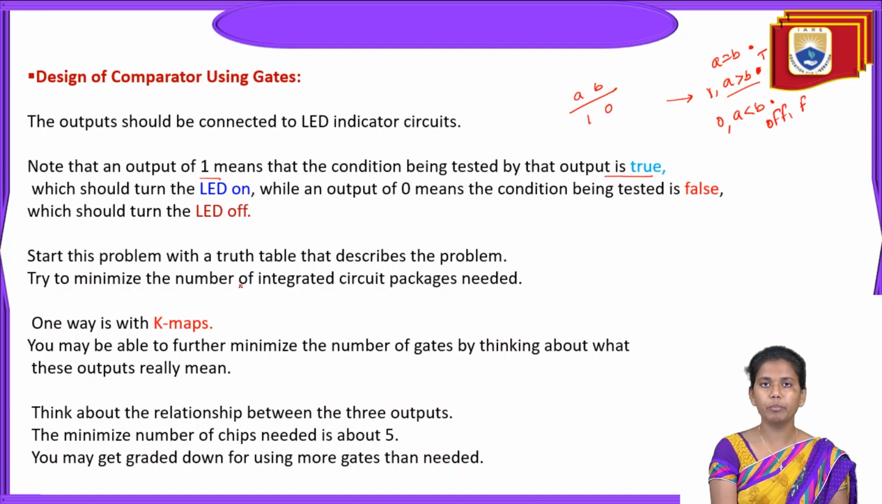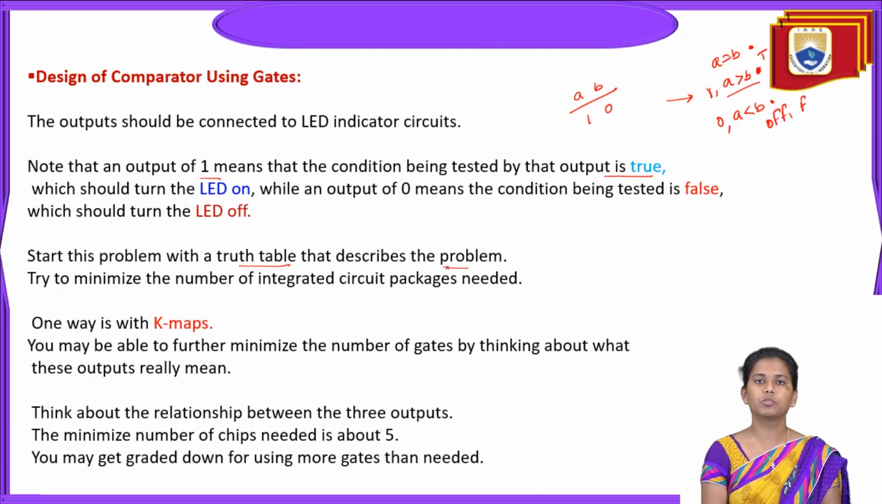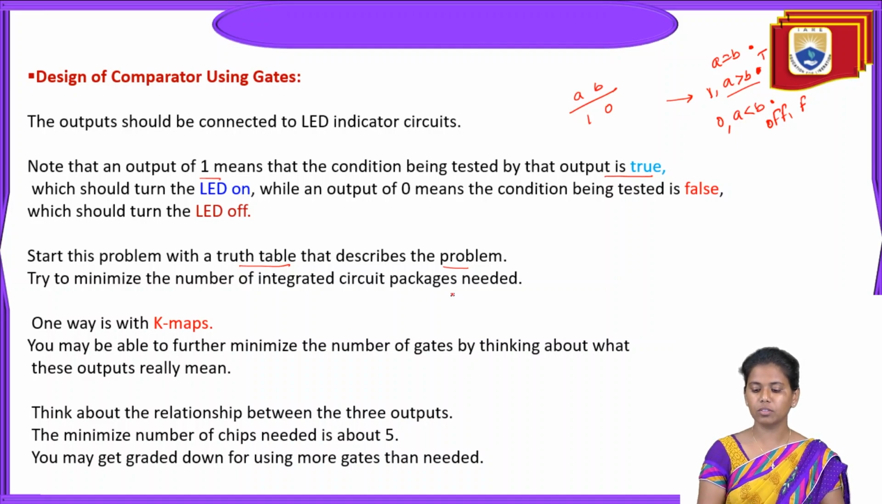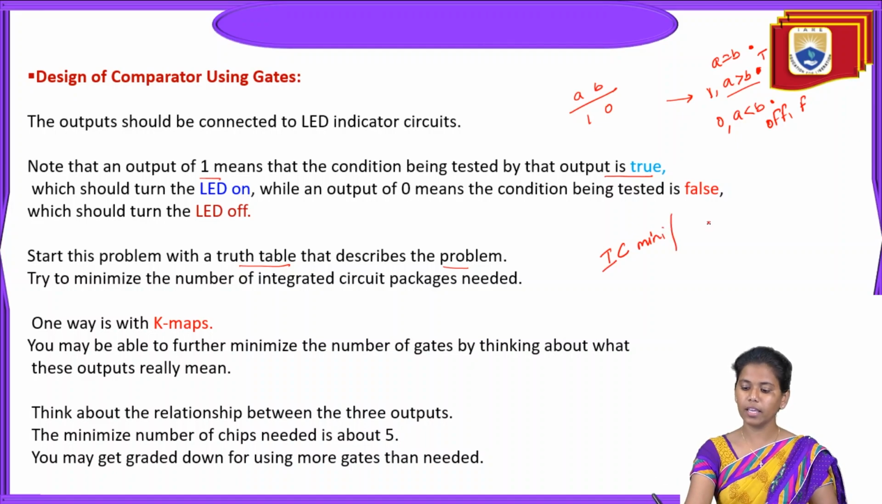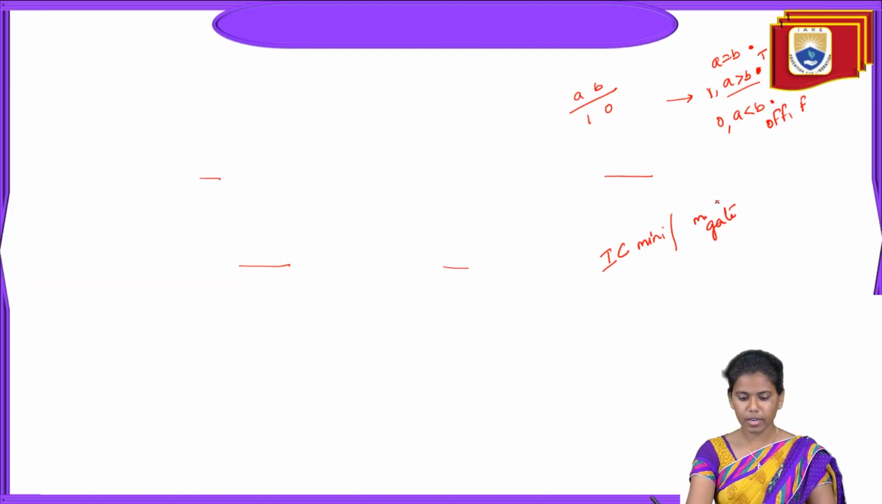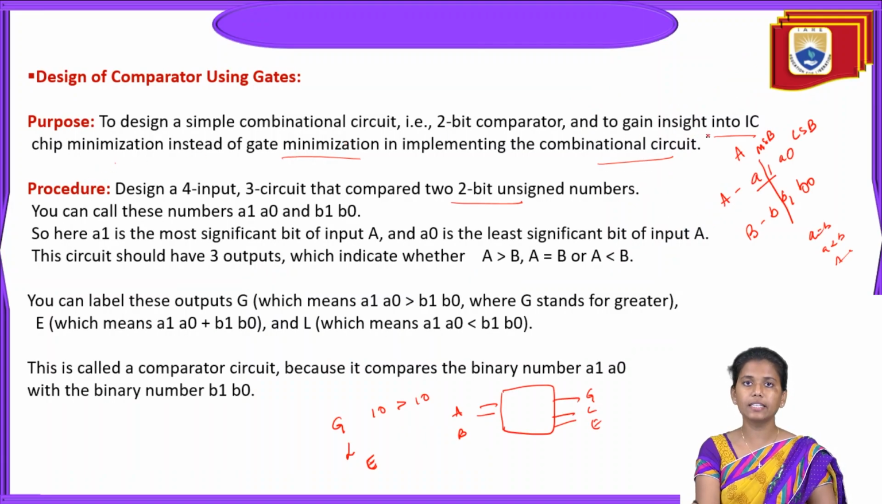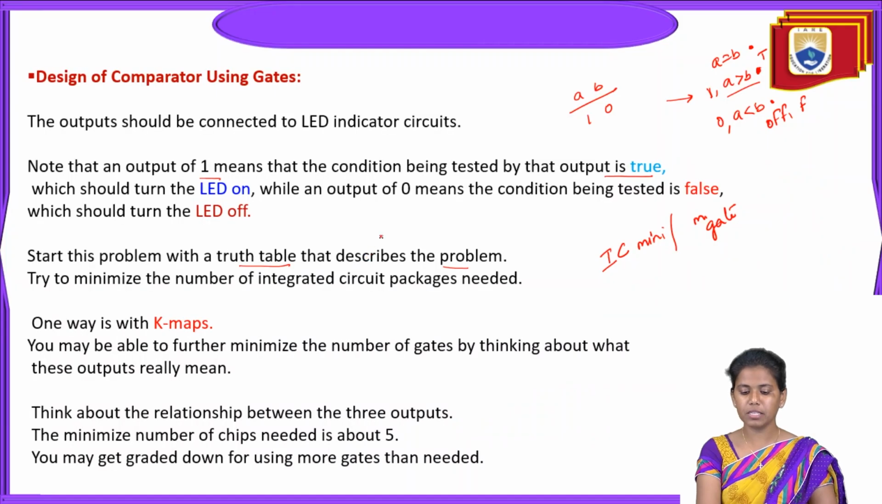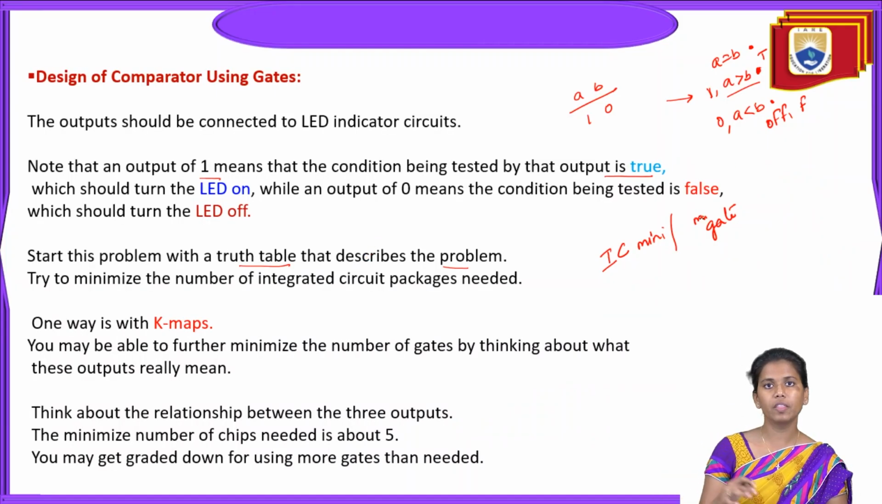Then start this problem with a truth table that describes the problem. So here in the comparator we have a truth table based on the inputs and the conditions as well. Here we try to minimize the number of IC packages needed. What are we doing here? The main purpose of considering this particular example is that we have to minimize ICs, so we are minimizing ICs by minimizing the gates, right? Here, chip minimization, to gain insights into IC chip minimization instead of gate minimization. We are going for it easily with gate minimization.